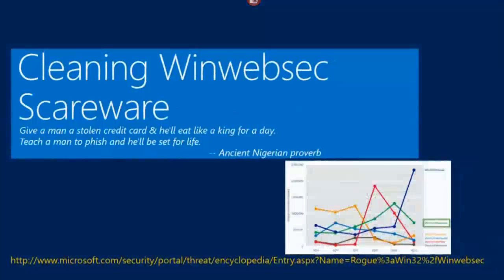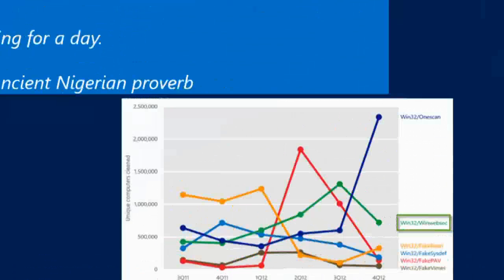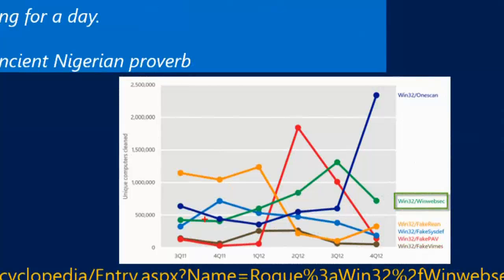This case that I'm going to talk about is WinWebSec. It's a real piece of scareware, and this is from the latest Microsoft Security Intelligence report. You can see that this green line here is WinWebSec's prevalence out on Microsoft machines that you all run, where we get telemetry back from the Malicious Software Removal Tool, the cases of WinWebSec, second only at this point to this OneScan piece of malware. So very common piece of malware.